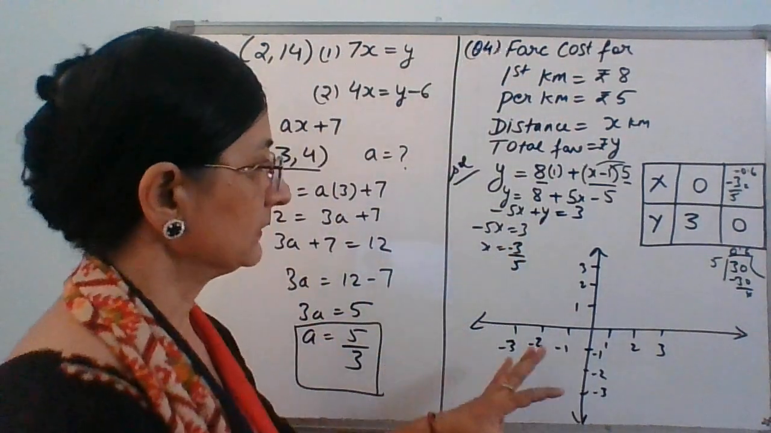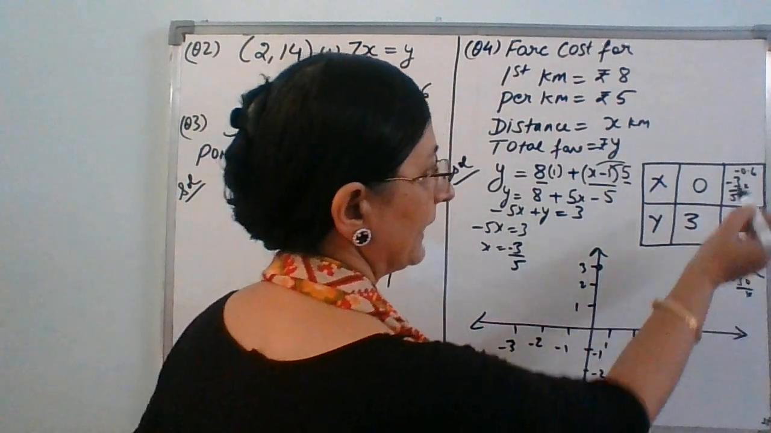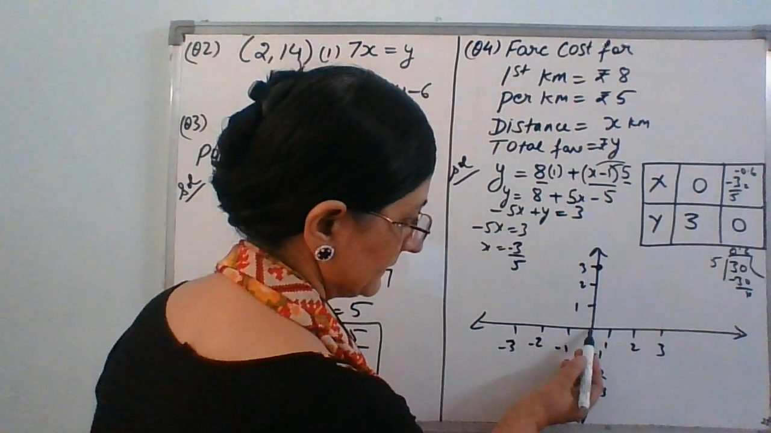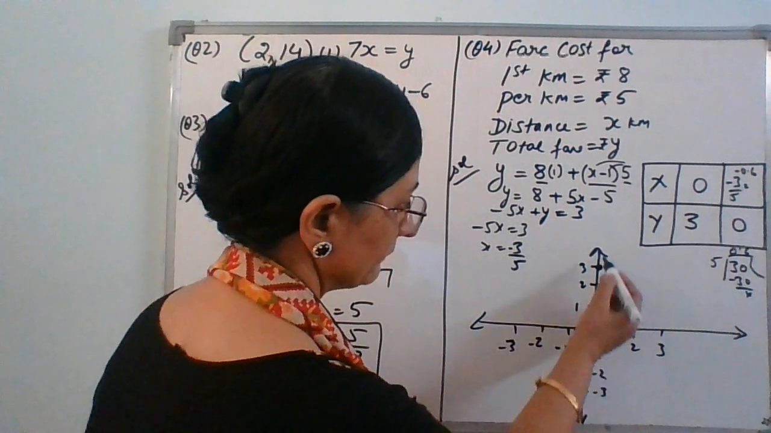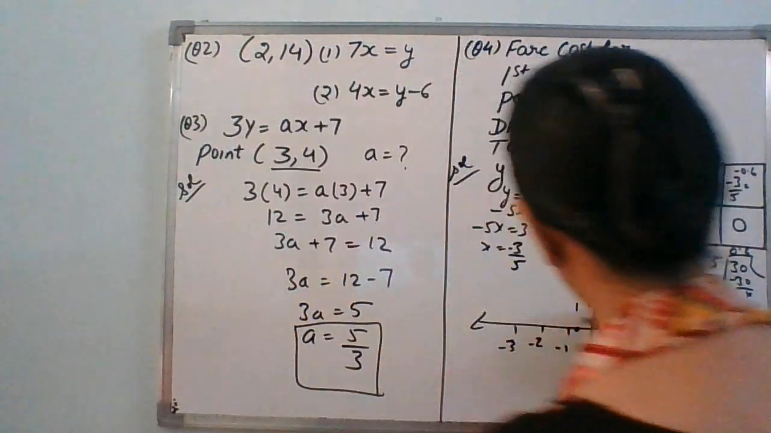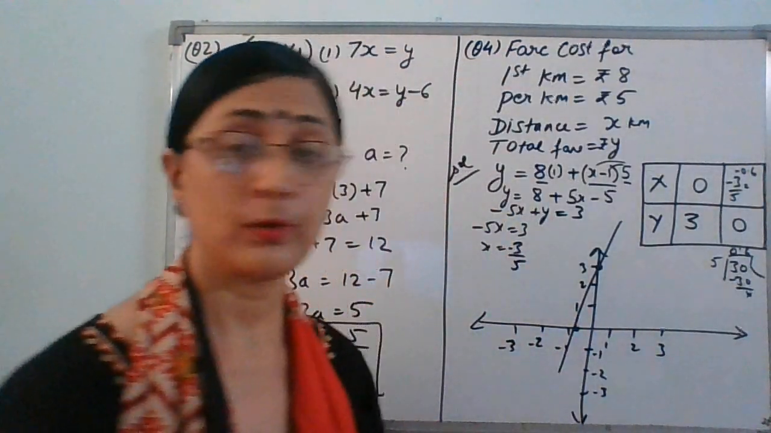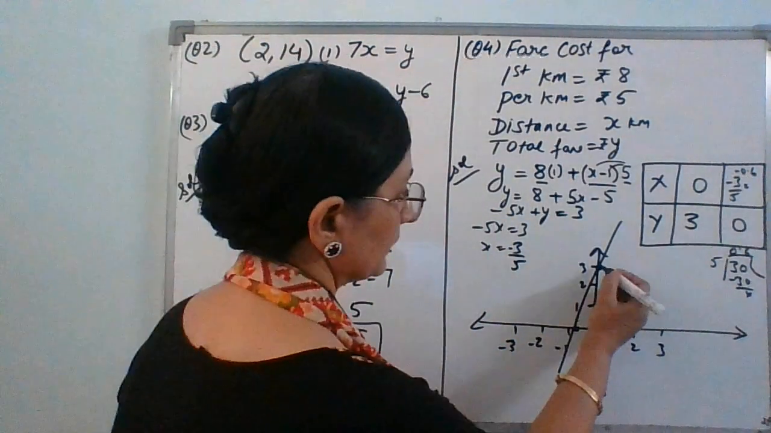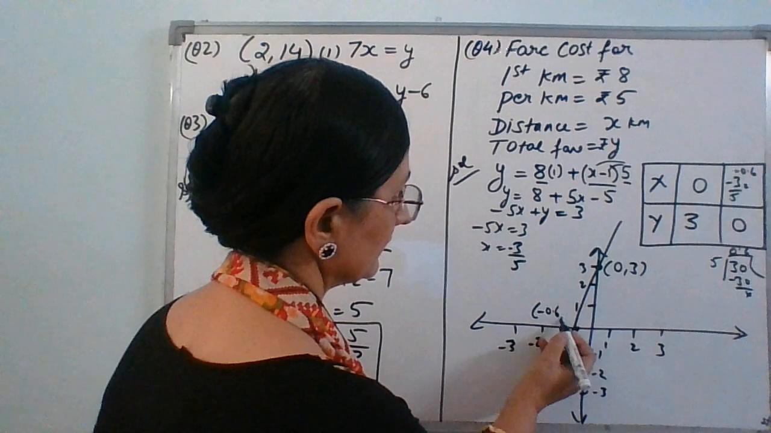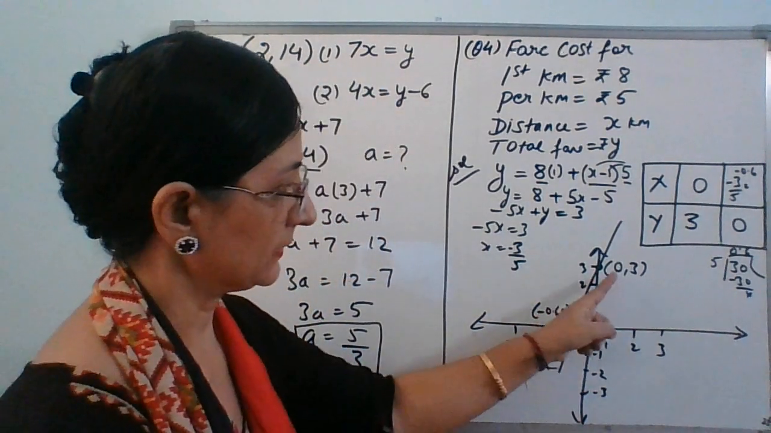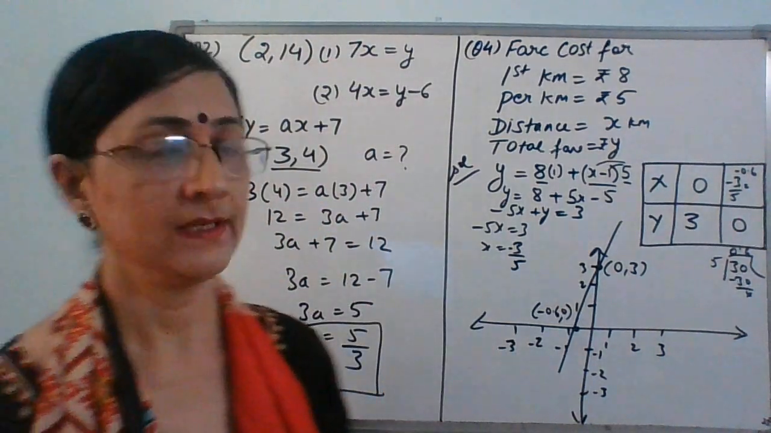Now, we have to plot these points: 0, 3. X is 0 and y is 3, this point. And now x is minus 0.6. This is 0 and this is 1. 0.6 will be somewhere here. So we have to draw a line from these 2 points. Okay, I'll join these 2 points. You have to draw with the help of a scale. I'm drawing freehand. Now this point is (0, 3) and this point is (minus 0.6, 0). This is the value of x, y is 0. Here x is 0 and y is 3. So now this is the graph of this question, right?